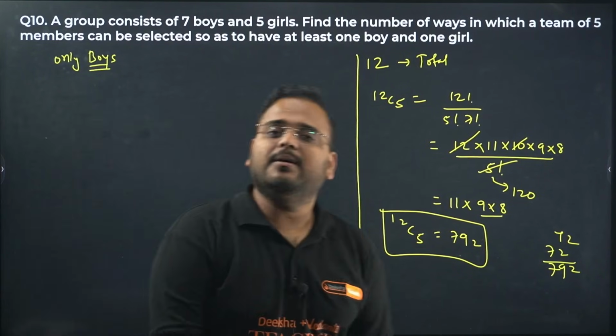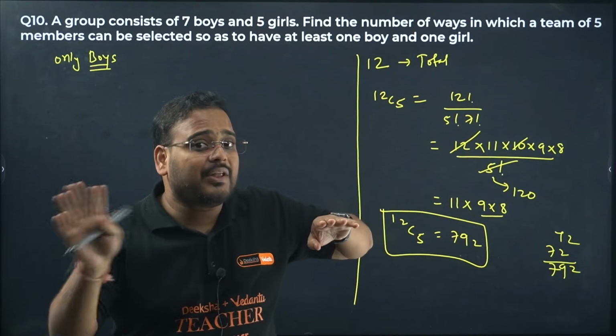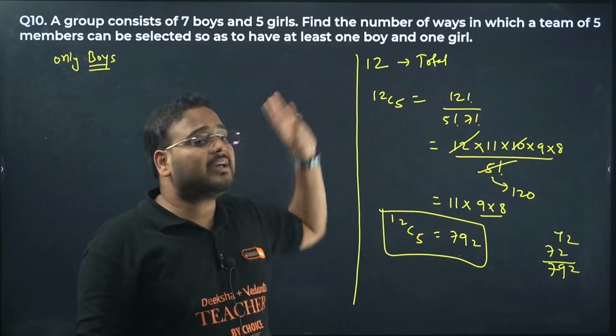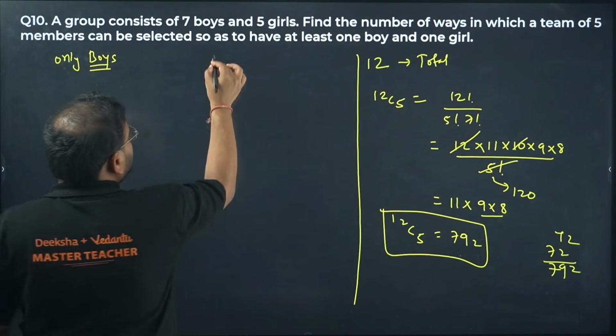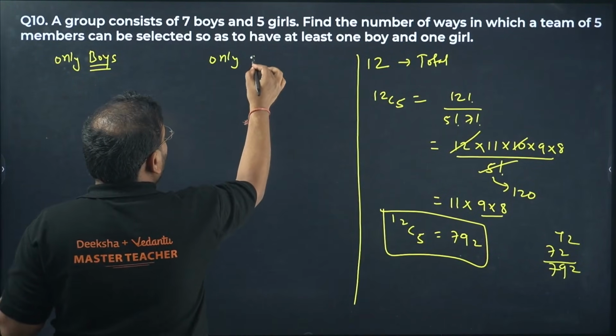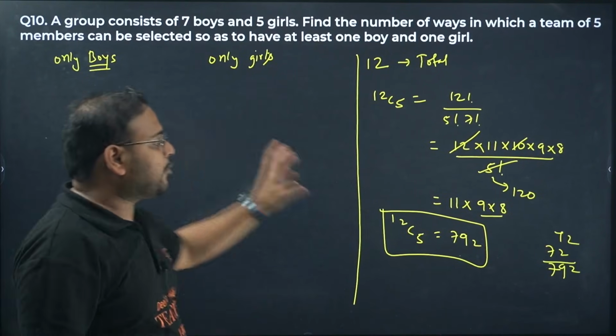Because why only boys, beta? Because when you choose only boys, is there any girl? No. It means that the 1 boy, 1 girl case is gone. If I find the only-boys and only-girls cases, those are the cases which I have to remove from the total.